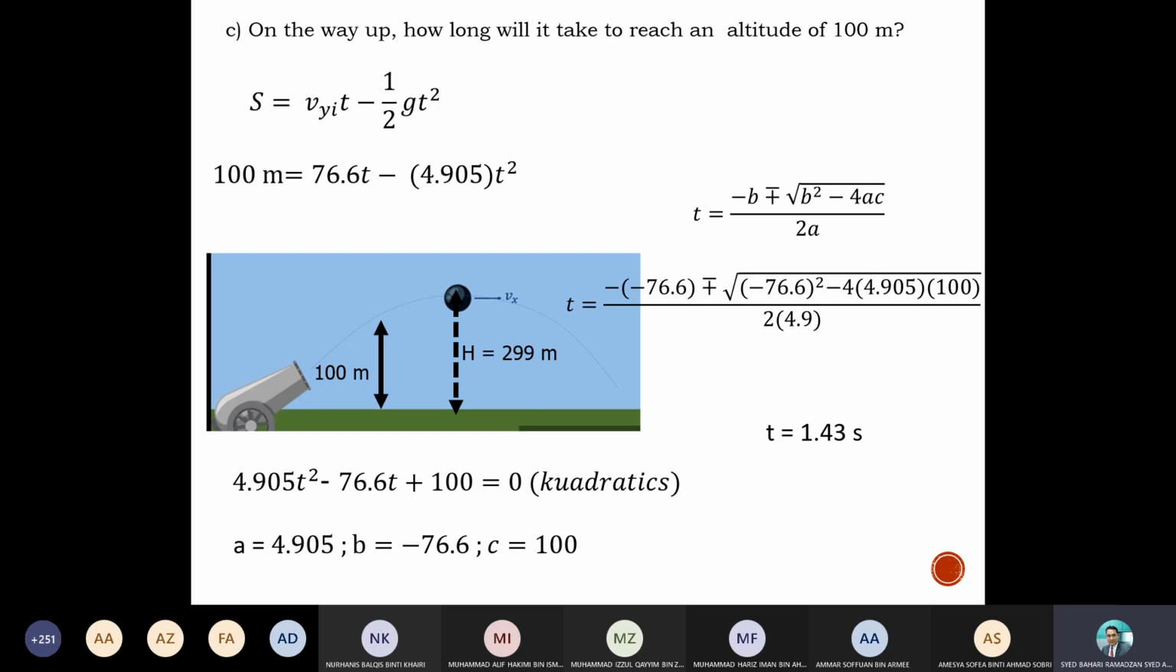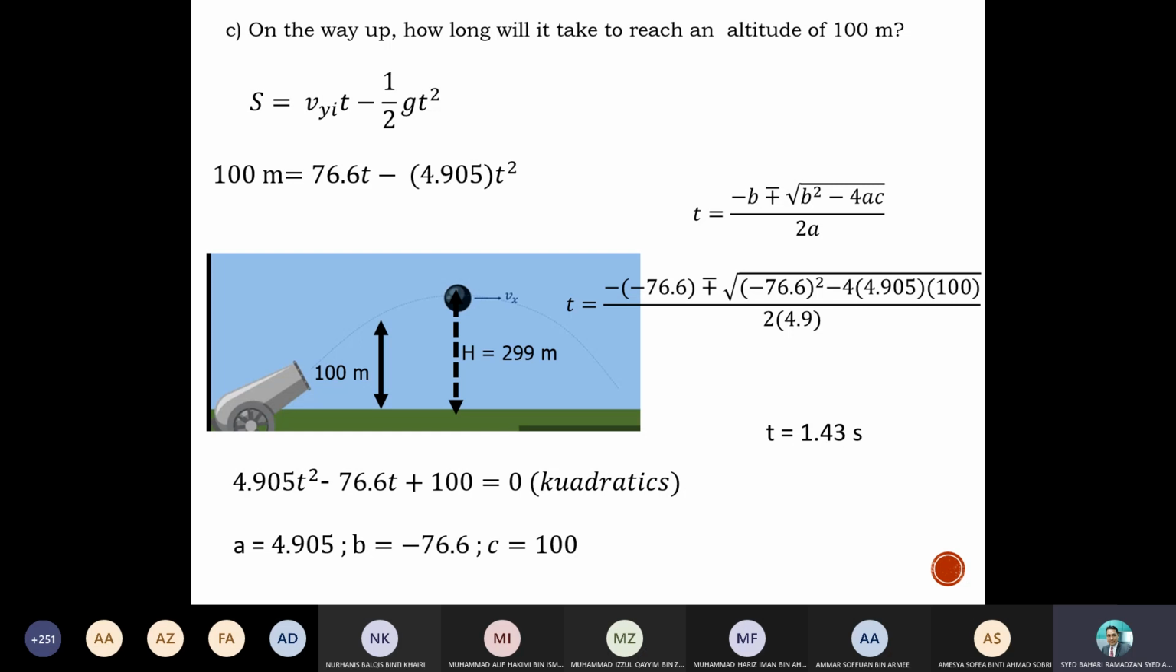Okay, we cannot use v final equals v initial minus at. To get the value of t, we don't know the v final at 100 meters. Since the information is not enough, we have to use this equation, where everything is available: we have the S, we have the initial velocity, and then we have g.